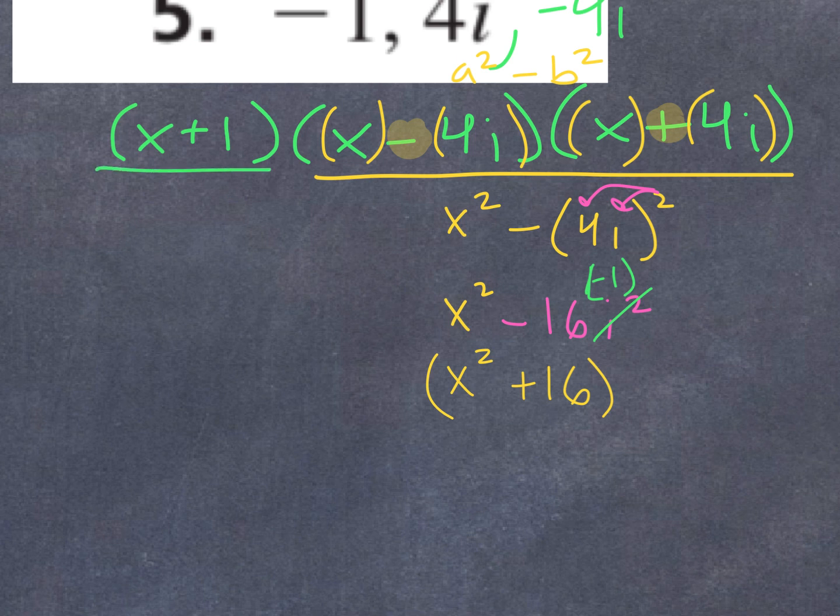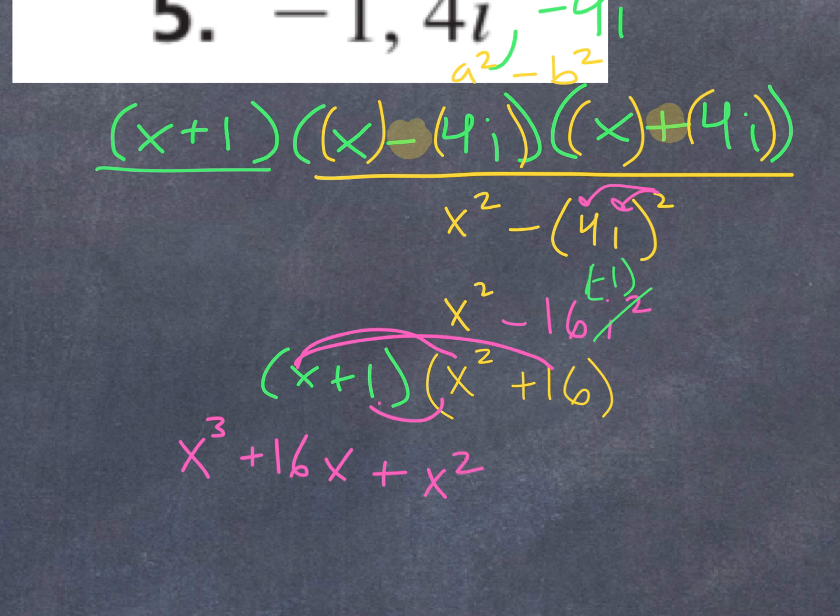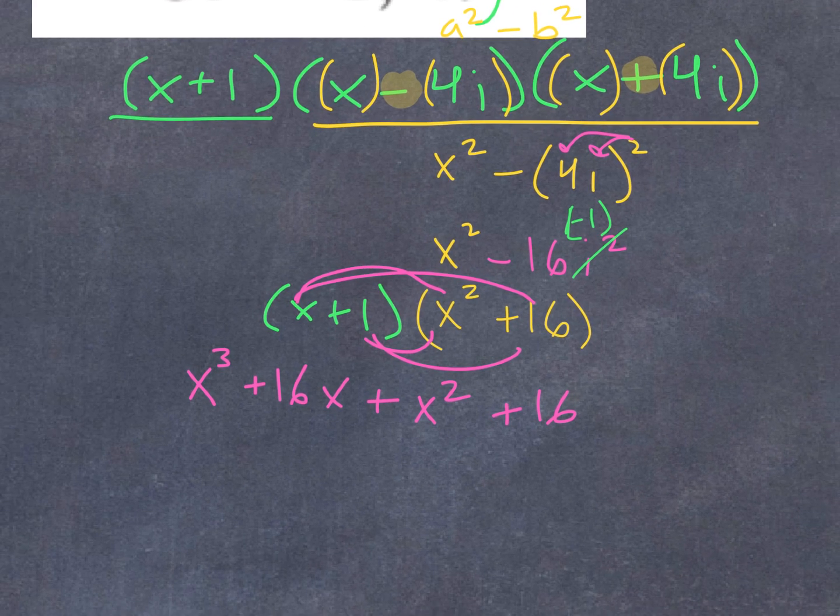Now we're going to multiply x plus 1 to it. So we FOIL these two together. So x times x squared would be x cubed. x times 16 is 16x. 1 times x squared is x squared. And 1 times 16 is 16. Make sure you put it in standard form. So we start with x cubed plus x squared plus 16x plus 16. So this would be our answer.